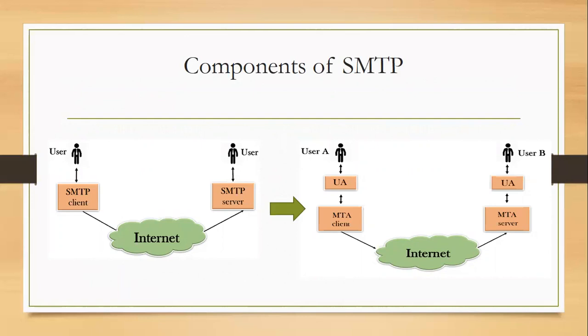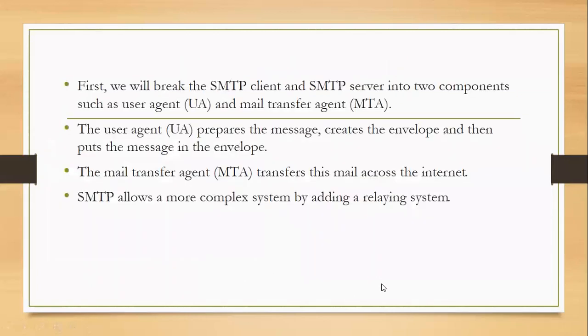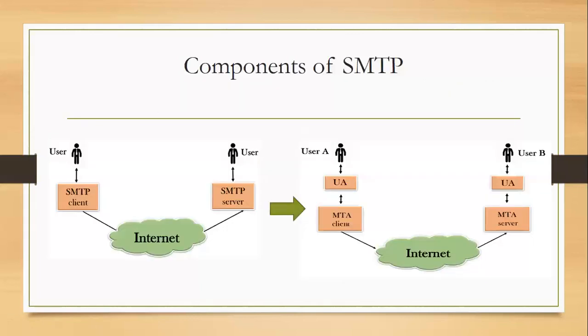Okay, here I'm showing you one user, that is the SMTP client, user 1, split into UA and MTA client, and the user at the server end is in a similar way split into UA and MTA server. Which means we can break the SMTP client and SMTP server into two components. First one is the user agent, next one is the mail transfer agent. This is the user agent and this is the mail transfer agent. Both work differently.